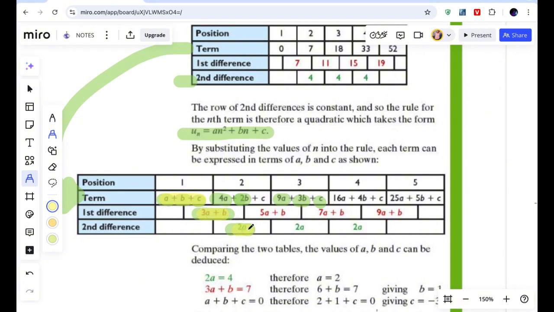Memorize this. This is what we tell some students. Memorize these three things. The term is A plus B plus C. First level difference is 3A plus B. And the second level is 2A. That's it. Just memorize this. You do this table only. Don't do this big table.